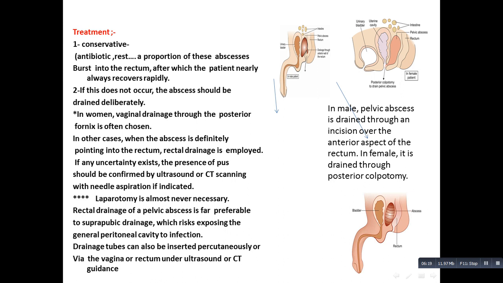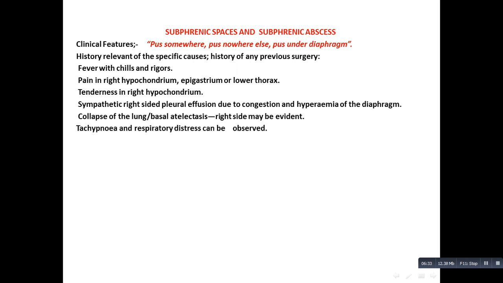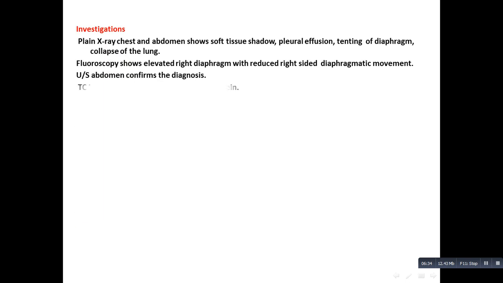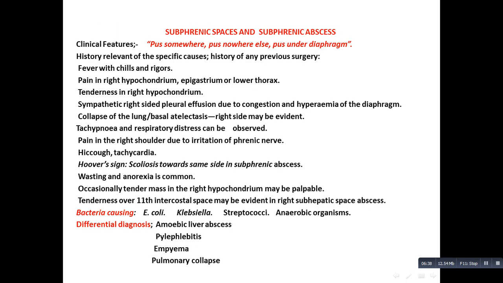Subphrenic space or subphrenic abscess. Clinical features: there is a rule, pus somewhere, pus nowhere else, pus under the diaphragm.